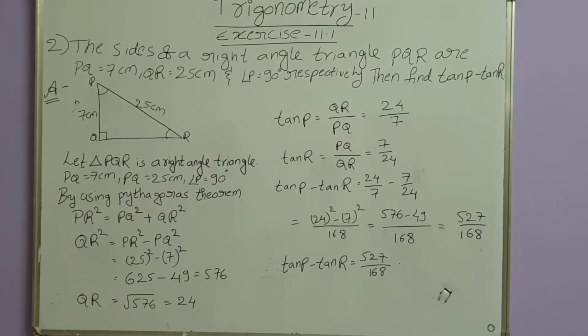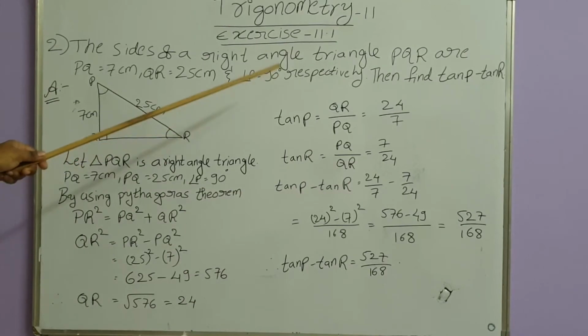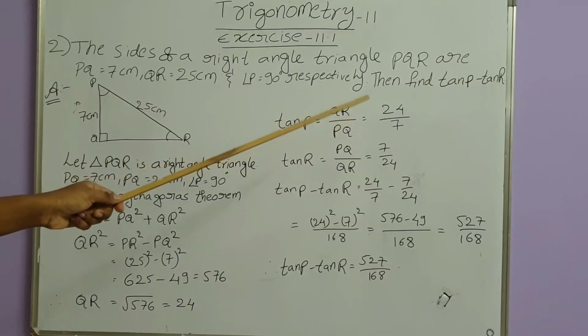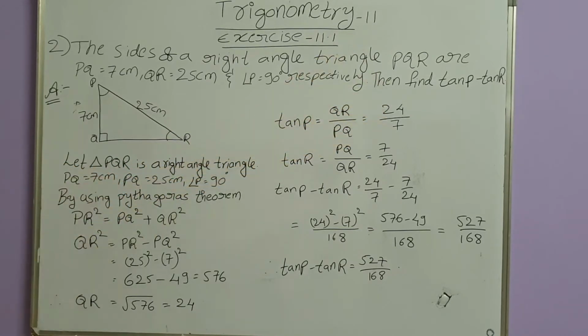In this second question, the sides of a right angle triangle PQR are given: PQ is 7 centimeters and PR is 25 centimeters. Only two sides are given and angle P is 90 degrees. Then find tan P minus tan R. Now we find QR, the third side of the triangle.